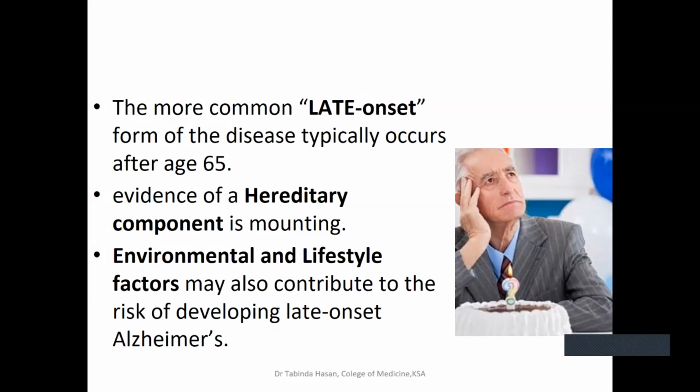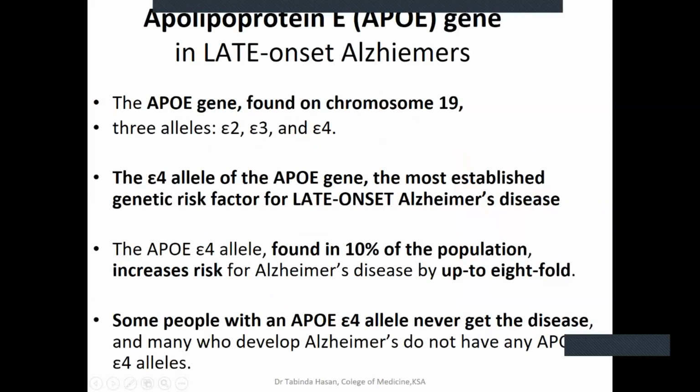So we move on to the next slide. Now we will talk a little bit more about the apolipoprotein E, that is called the APOE gene, and its role in the late onset Alzheimer's. The APOE gene is a special gene that is found on chromosome 19, and it has 3 phenotypes. When we were students, we used to call phenotypes, phenotype normally means how a person looks like. So I have a particular phenotype.